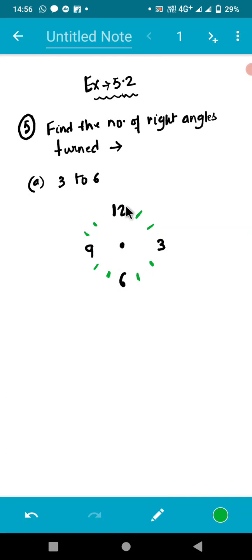So that means if we move from 12 to 1, we make 30 degrees. If we again move from 1 to 2, we again make 30 degrees. If we go from 2 to 3, we again turn 30 degrees. That means if we move one step each, we are moving 30 degrees each. Fine. So this is what you have to remember.